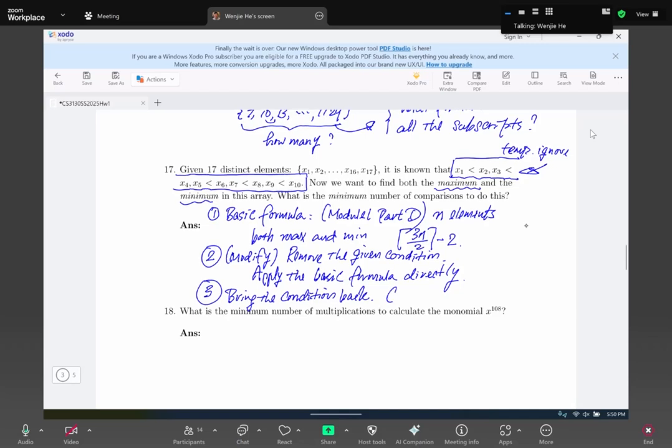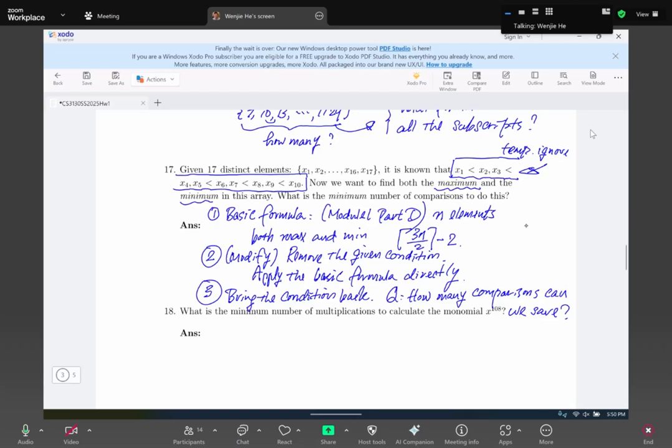consider the question: how many comparisons can we save? Because without the given condition, we do a certain number of comparisons, right? But with the given condition, some of the comparisons can be saved.